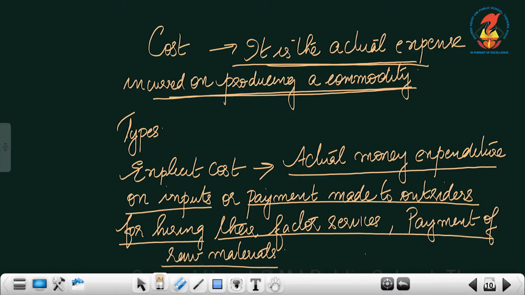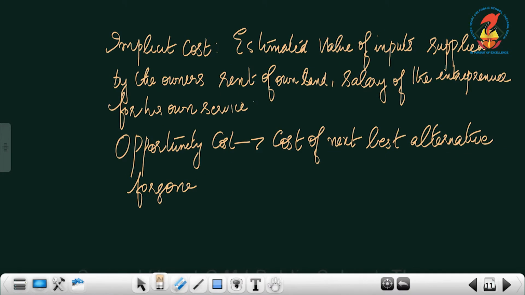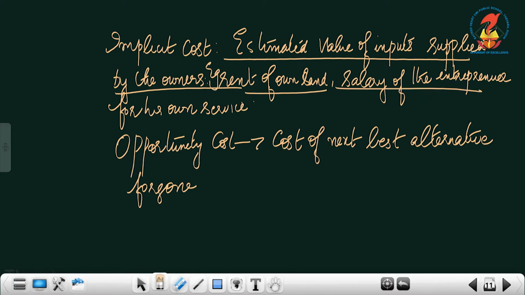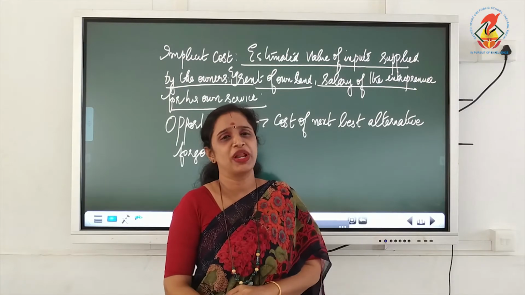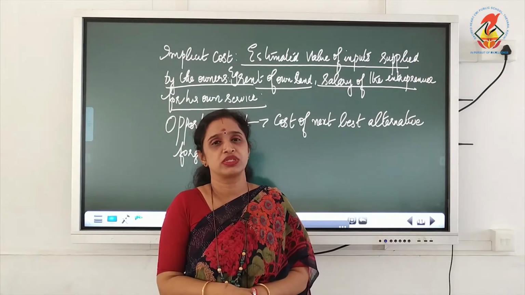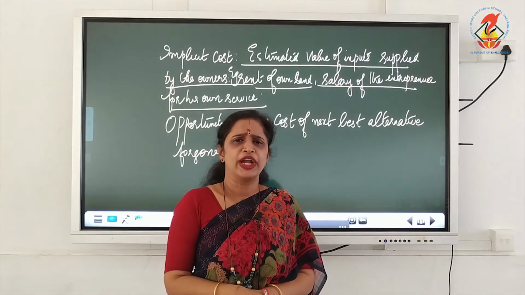Now, the next one is implicit cost. What is meant by implicit cost? It is the estimated value of inputs supplied by the owners. For example, rent of own land, salary of the entrepreneur for his own service. Entrepreneur means producer. Now, the best example to explain this implicit cost is, for example, a doctor who is running his own clinic.